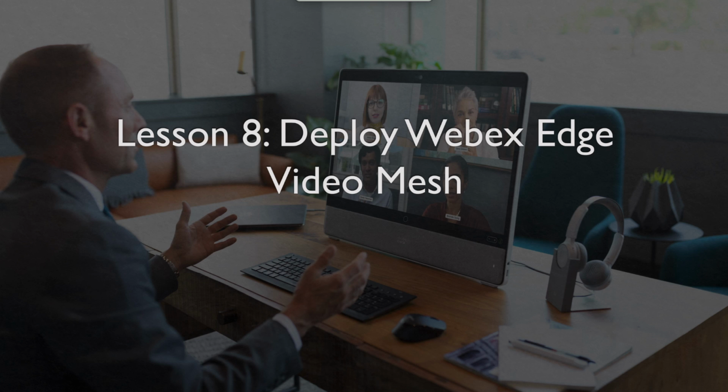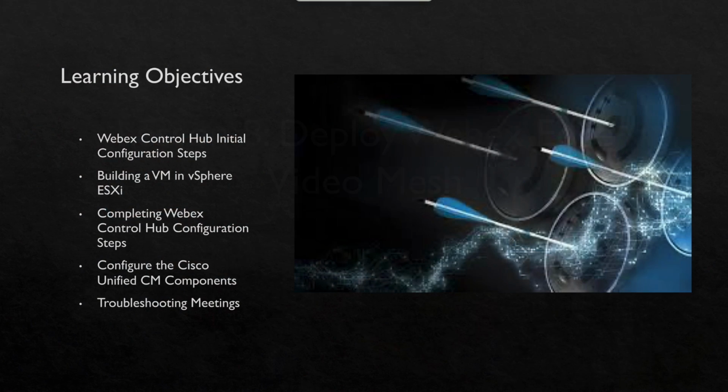Now, lesson 8 deals with how to deploy the Webex Edge Video Mesh server solution. During this lesson, I'm going to talk about the Webex Control Hub initial configuration steps, because that's where you're going to begin, just to download your OVA template. Then you're going to take that OVA and log into VMware vSphere ESXi and build a virtual machine and configure settings for that virtual machine.